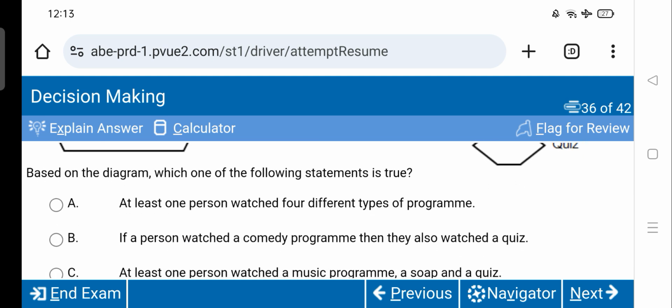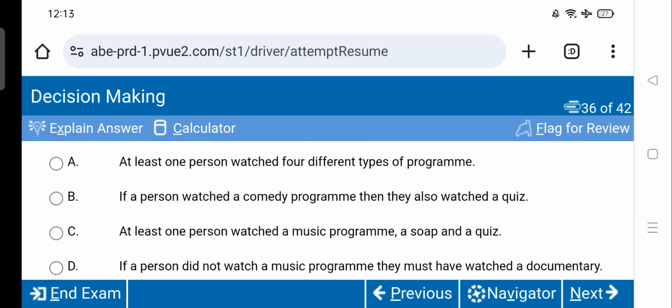Option A, at least one person watched 4 different types of program. Option B, if a person watched a comedy program, then they also watched a quiz. Option C, at least one person watched a music program, a soap, and a quiz. Option D, if a person did not watch a music program, they must have watched a documentary.